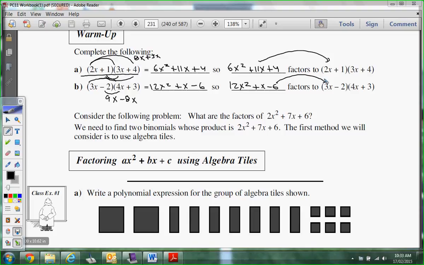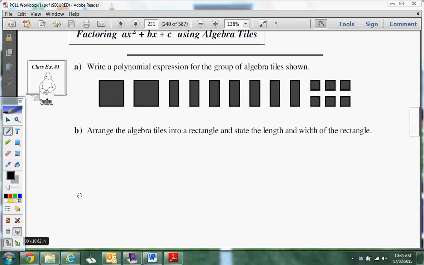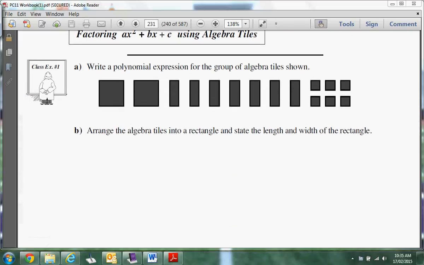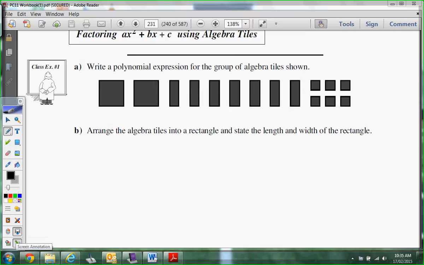Okay, we're just going to do a real quick, just brief algebra tile stuff. I don't know if you remember algebra tiles too much, but remember these are x squareds, these are x's, and these are 1s. Like, that's 6 right there. All right, so for example, it says write a polynomial expression for the group of algebra tiles shown. So this would be 2x squared, 1, 2, 3, 4, 5, 6, 7x, plus 6. That's what the polynomial would be.